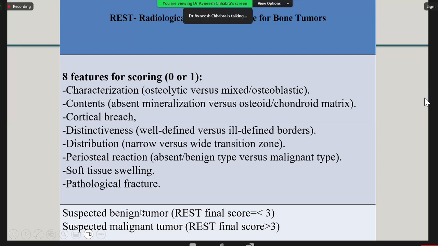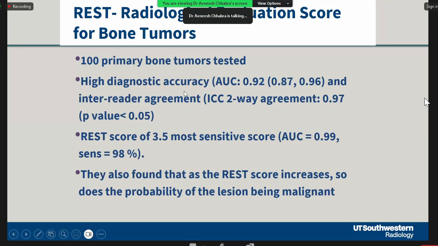So suspected benign lesion, if you have a score less than or equal to 3; anything more than 3 will be suspected malignant. Then what they did, they tested it. They took 100 X-rays of proven bone tumors. Then they found high diagnostic accuracy, area under the curve of 0.92, larger than any system we have heard till now. And inter-reader agreement was also very high.